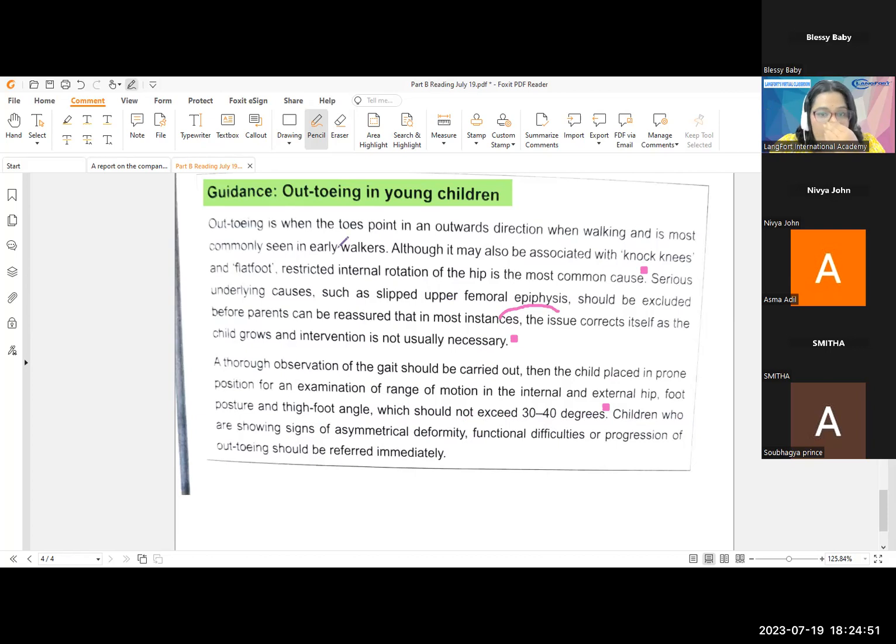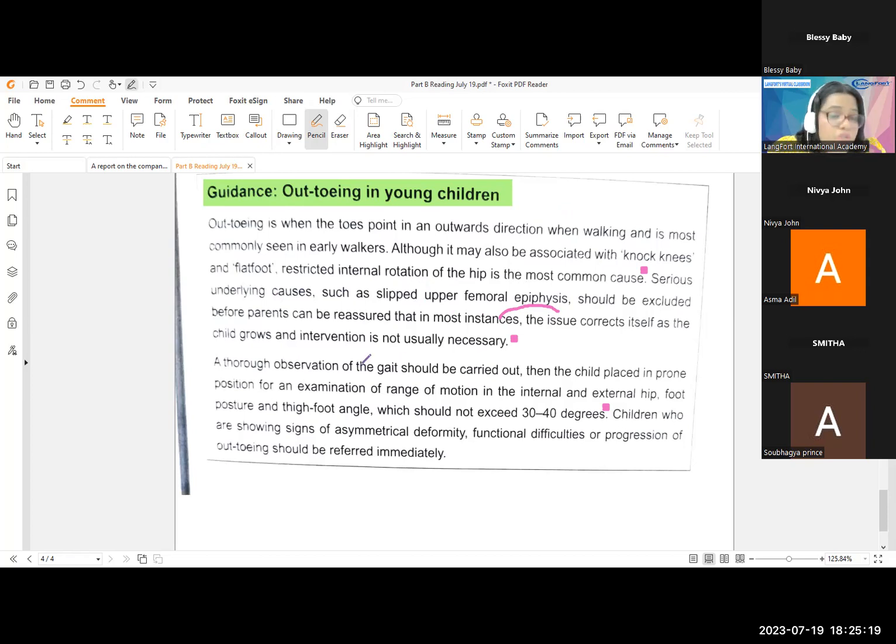So they talk about what outtoeing is, and how it is found in kids who are early walkers. Although knock knees and flat foot can be reasons, the most common cause is restricted internal rotation of the hip. Once you exclude serious causes such as a slipped upper femoral epiphysis, you can reassure the parents in most of the cases by saying that the issue corrects on its own and you don't need any treatment.